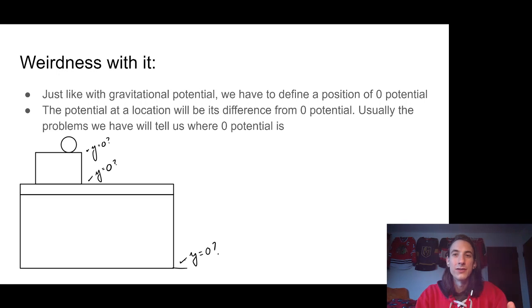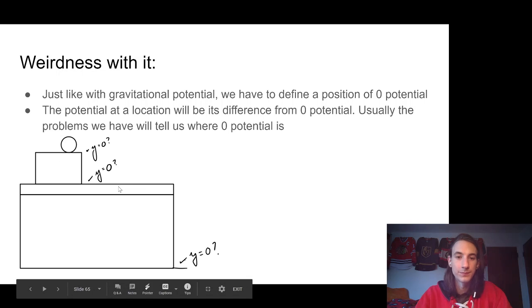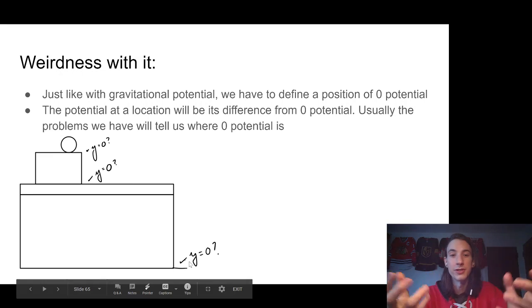So one thing that we're going to have to do is define a position of 0 potential. A lot of the times it'll tell us to treat a certain location as 0, but we have the same issue when we look at gravitational potential energy or gravitational potential. Like if we have a ball that's sitting on a table that's sitting on a building or something, we need to think about, well, what are we going to call 0? What can we call 0 potential energy or 0 potential? So that's just something to think about.